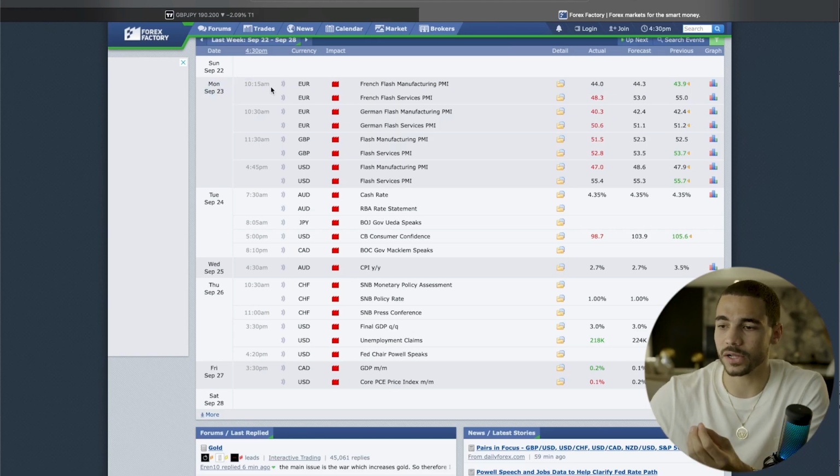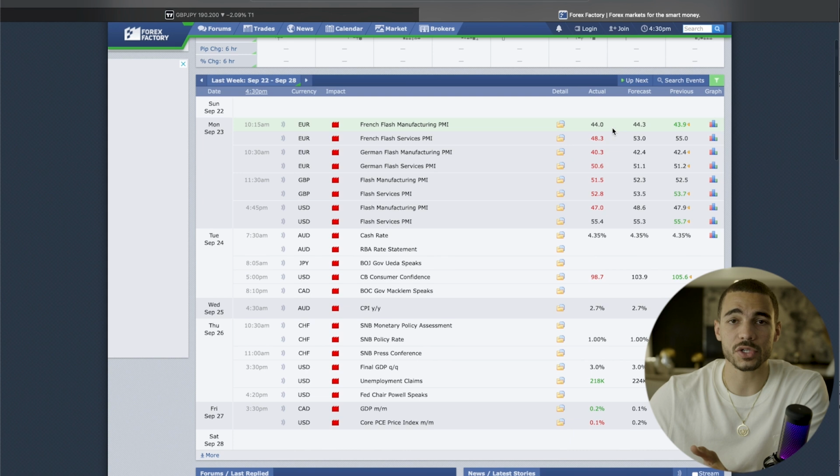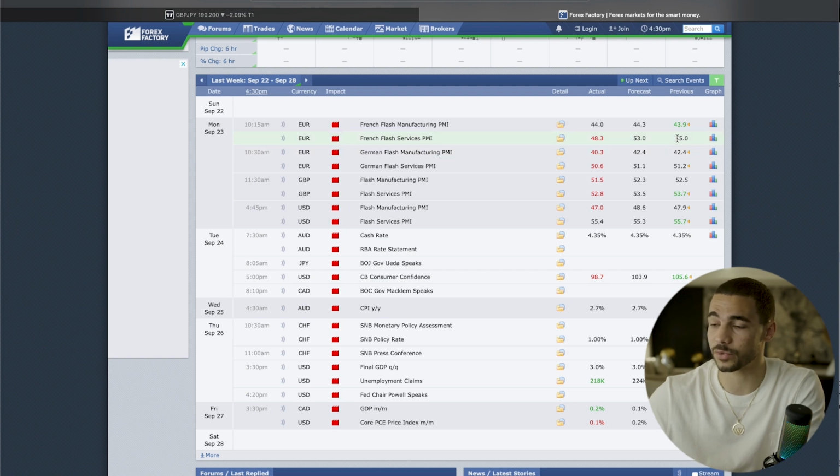Now I start to formulate a bias on what's going on, and I start to read what are the actual important news events coming up. So on Monday, I saw that there were a ton of Euro and GBP news releases coming out, and you also have the US dollar news releases. If you start to look at the forecast and the previous, you can start to make some sort of bias, right? So here I can see that French services are expected to come out at 53.0 and previous was 55.0, and then the actual is 48.3.